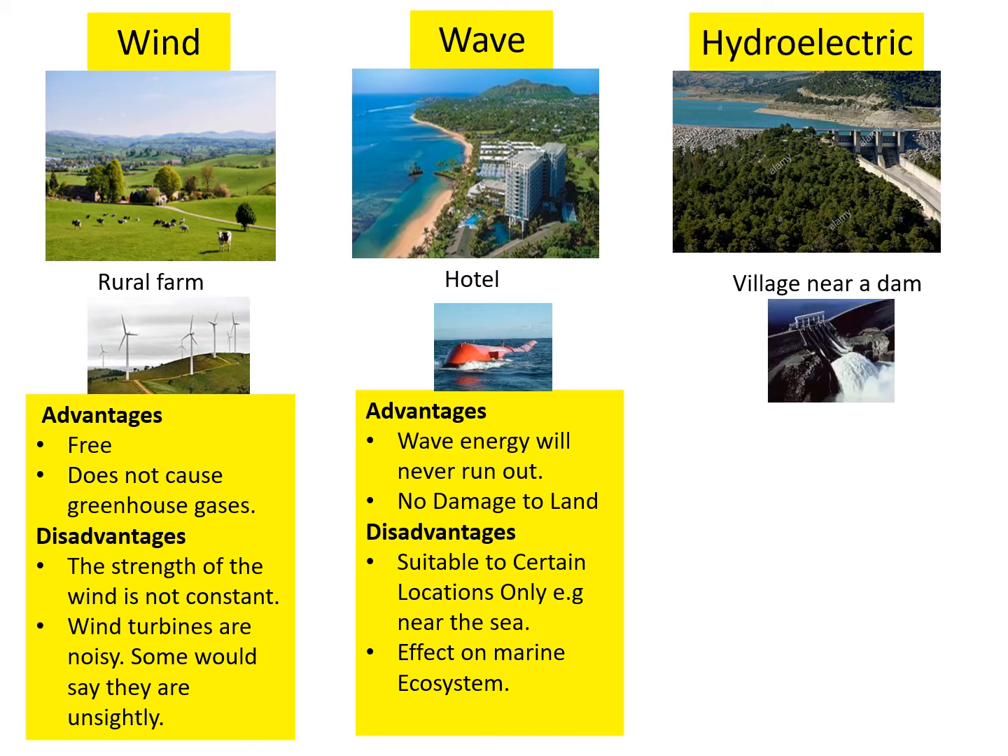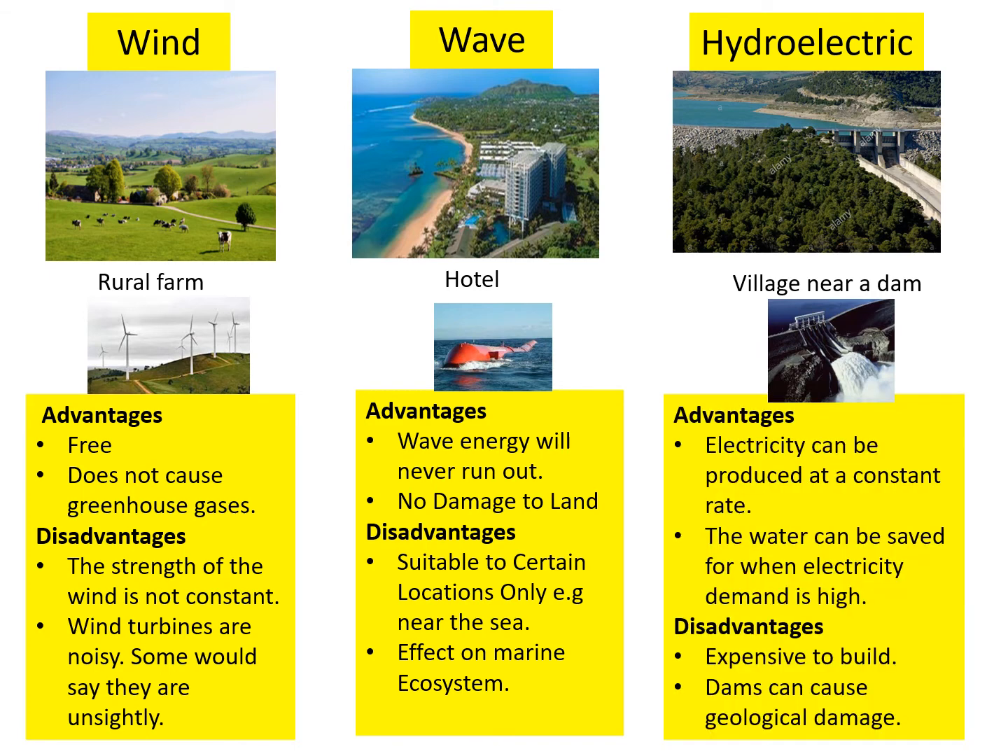Hydroelectric. This can be used for a village near a dam. Dams are big, massive buildings that come at the side of the water. They allow the water to go through at a certain pace. Electricity can be produced at a constant rate, and the water can be saved when the electricity demand is high. The disadvantages are that they're quite expensive to build, and dams can cause geological damage.